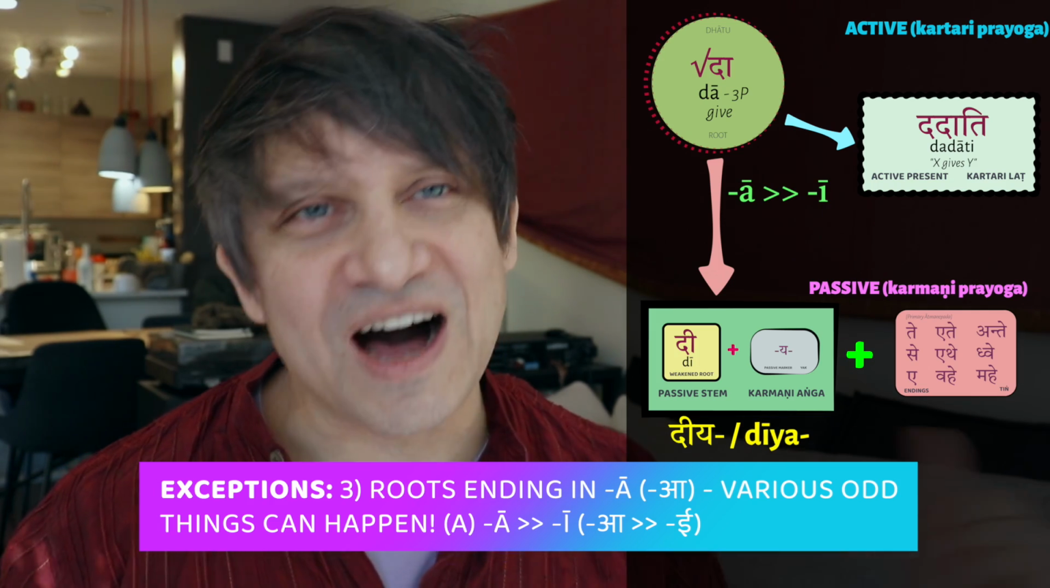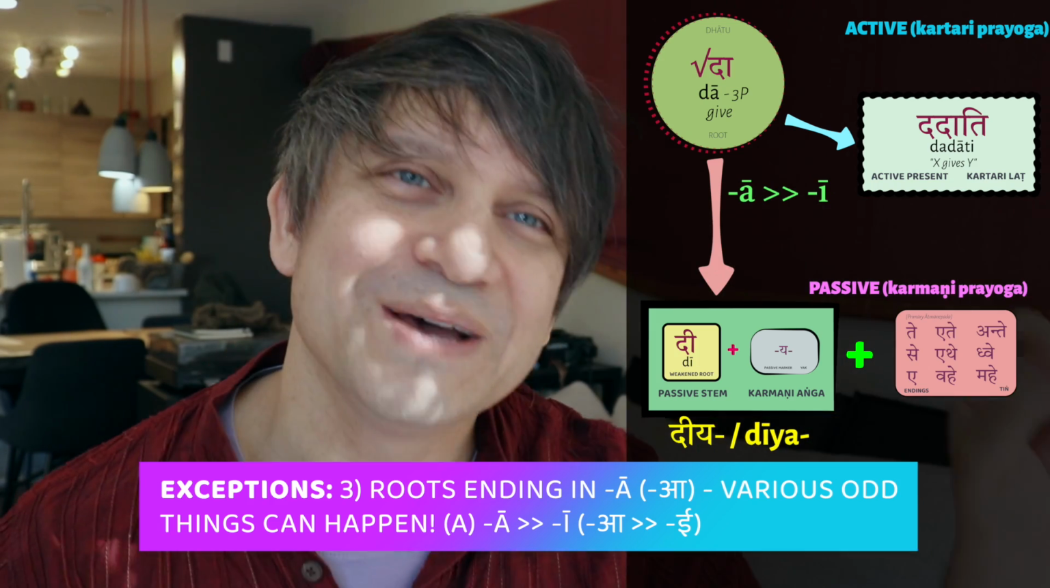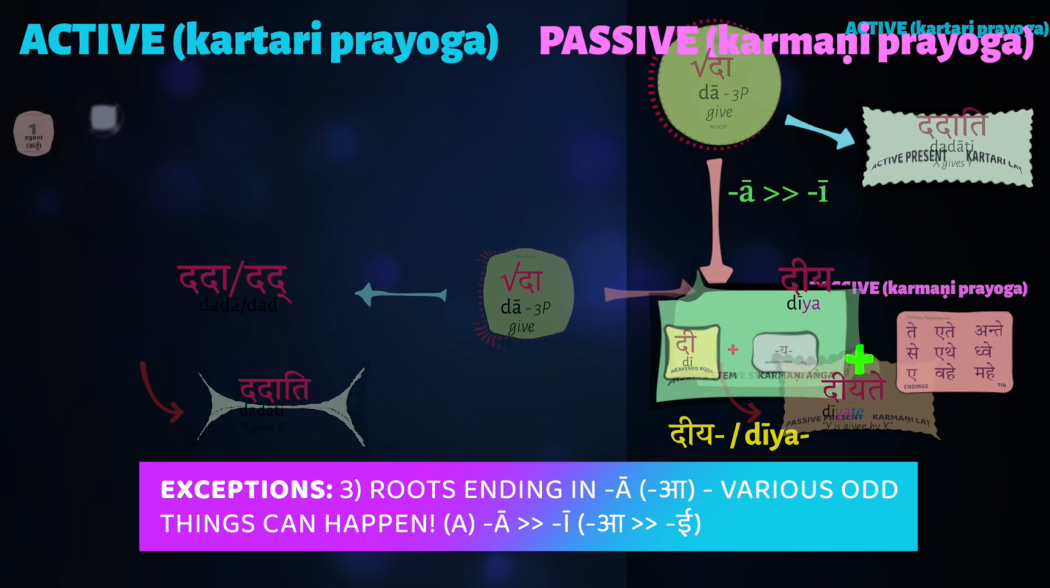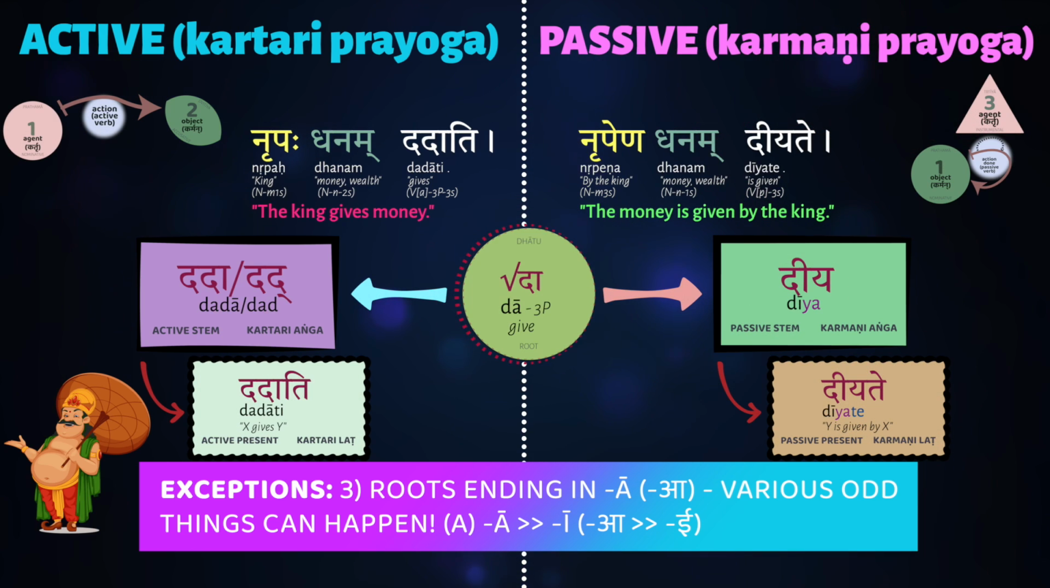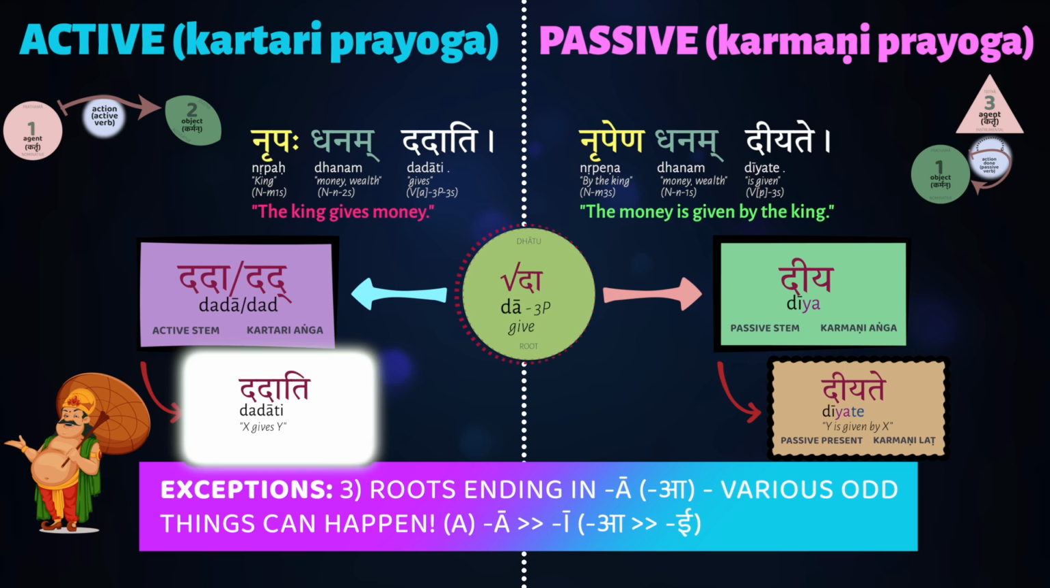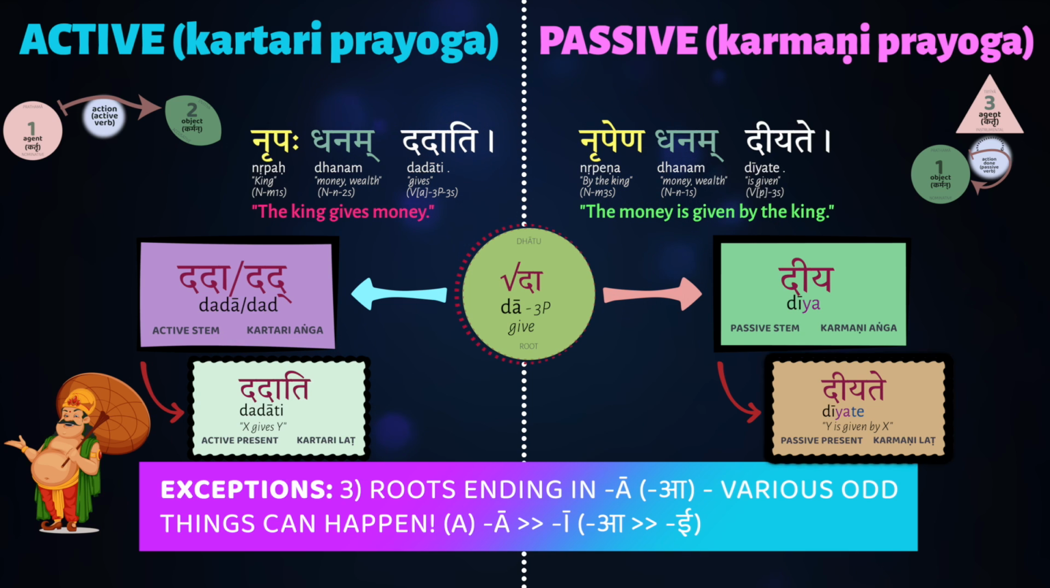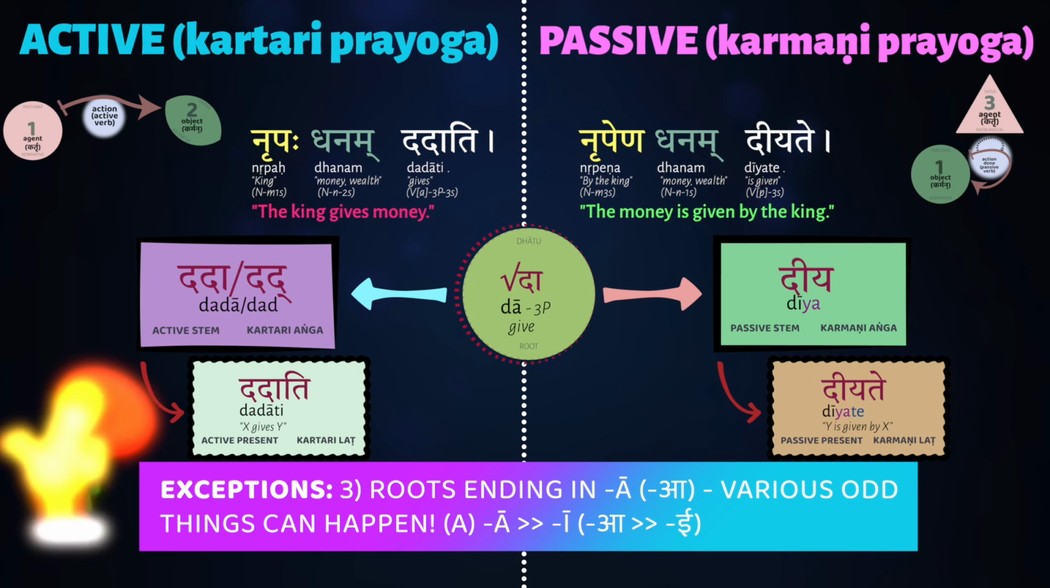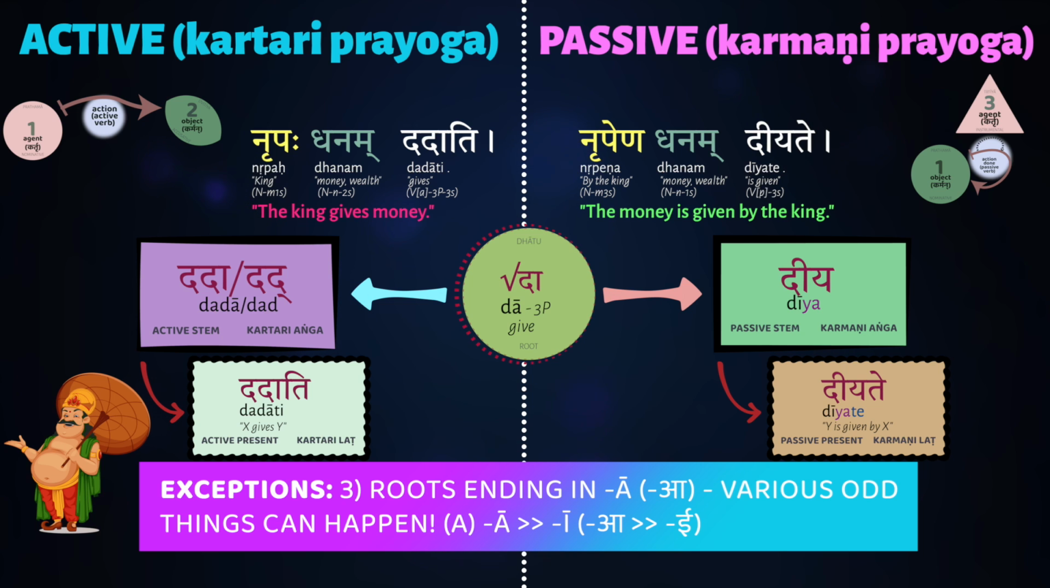Many times this a will turn into a long e before the passive marker ya. So da, give: the present active conjugation, of course, is dadati. The passive stem is diyate, it is given. Nrupena dhanam diyate, the money is given by the king.